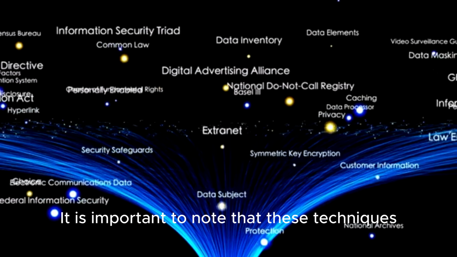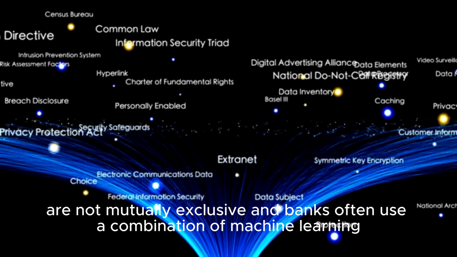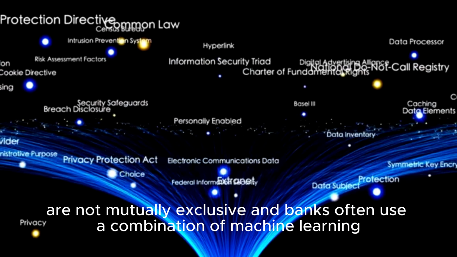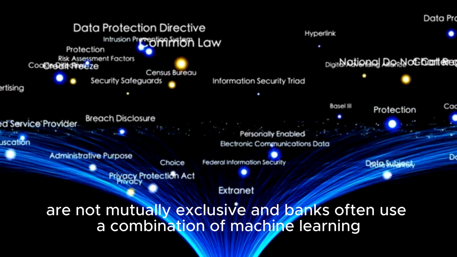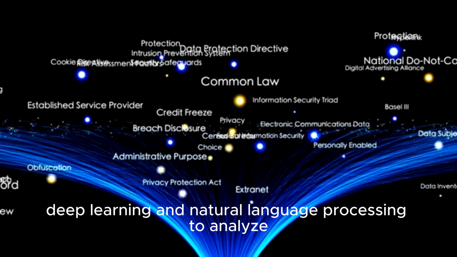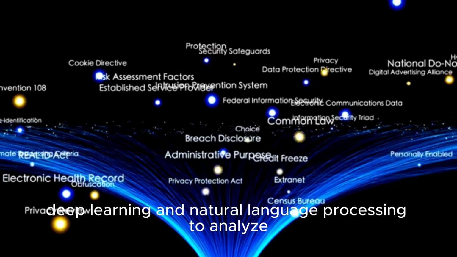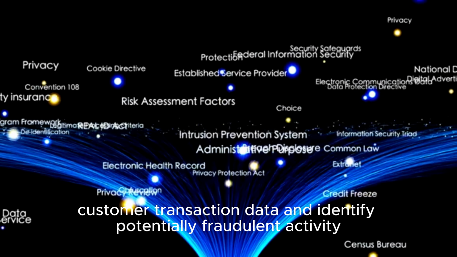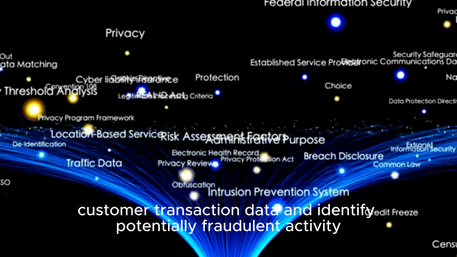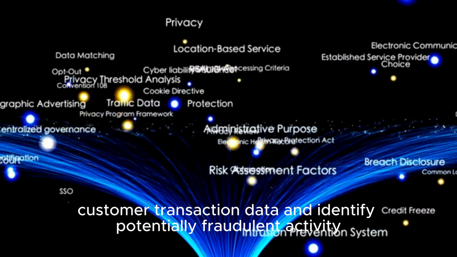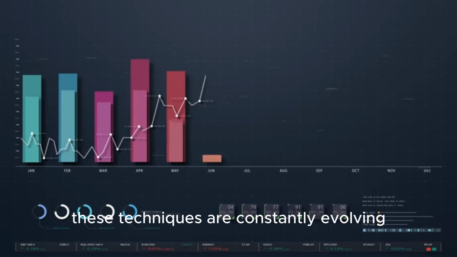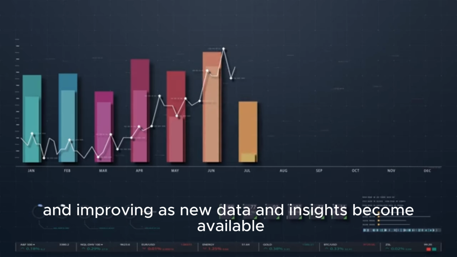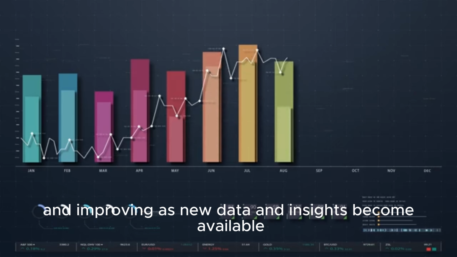It is important to note that these techniques are not mutually exclusive, and banks often use a combination of machine learning, deep learning, and natural language processing to analyze customer transaction data and identify potentially fraudulent activity. Additionally, these techniques are constantly evolving and improving as new data and insights become available.